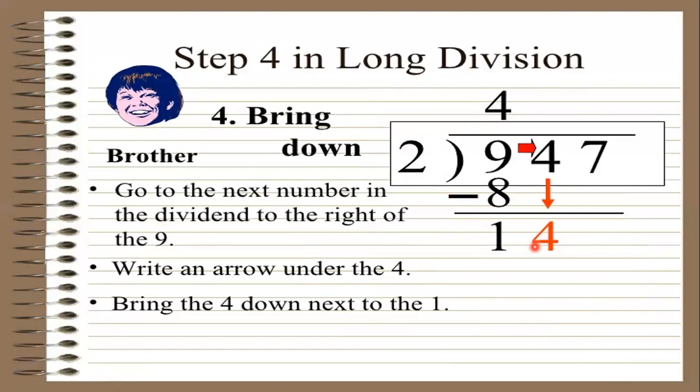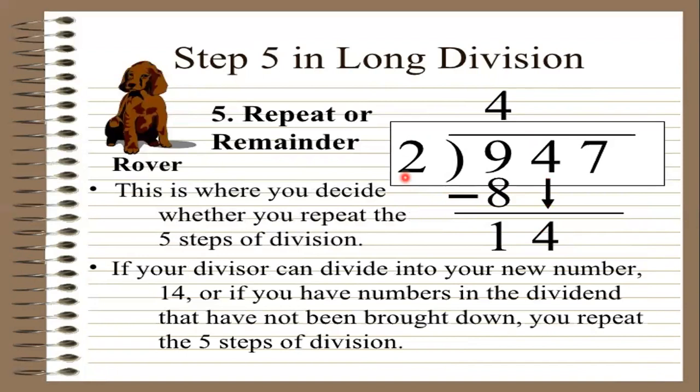Now the next step, step number 5, is either to repeat the step or you get the remainder. So I can repeat my step because my remainder is bigger than my divisor. My remainder is 14 and my divisor is 2, so my remainder is bigger than the divisor. I can repeat the step. So again I'm going to continue from the first step, the step of division.